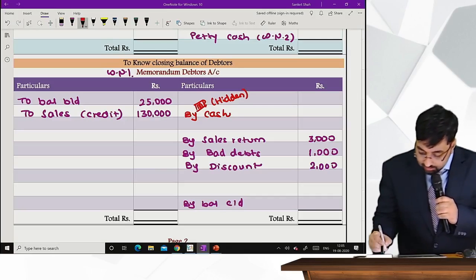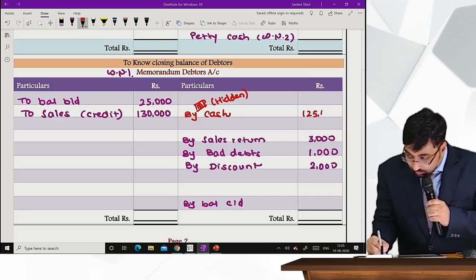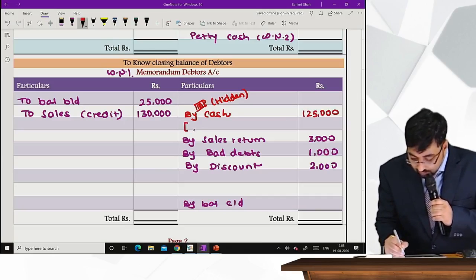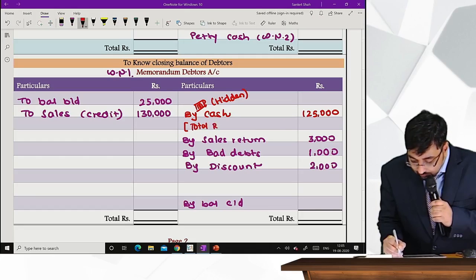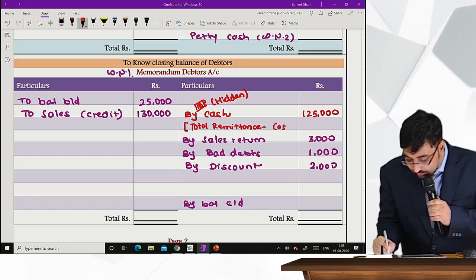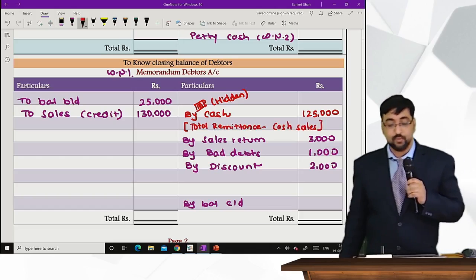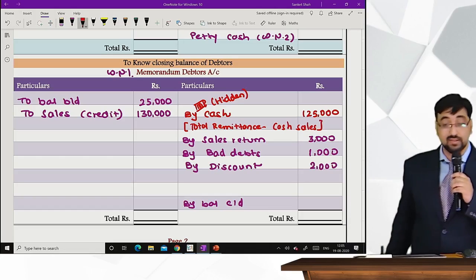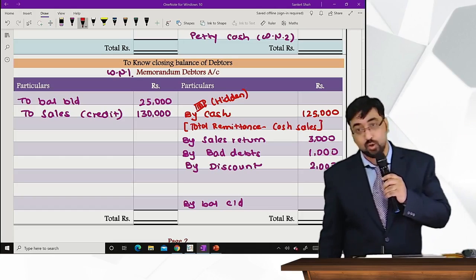So the red pen amount is 1,25,000. How you calculated this? Total remittance minus cash sales. Total remittance minus cash sales is very, very important.